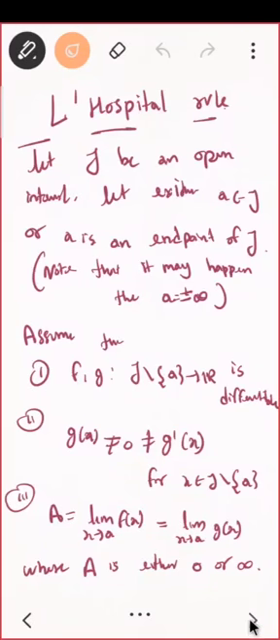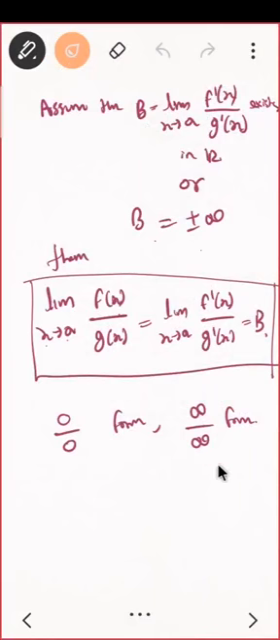If your function is of 0 by 0 form or infinity by infinity form, then what will be the limit? The limit will be just the derivative of that. Let us see some example. Suppose you want to find log x upon x, and you would like to find the limit, say as x extends to infinity, correct?